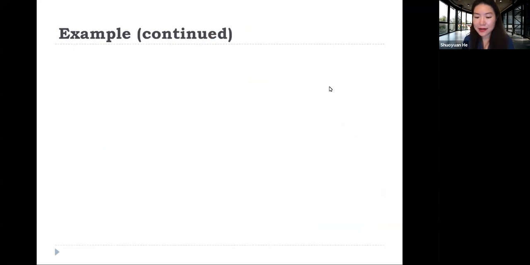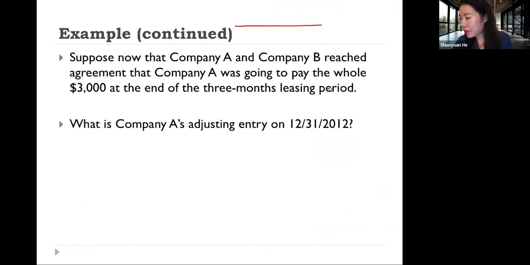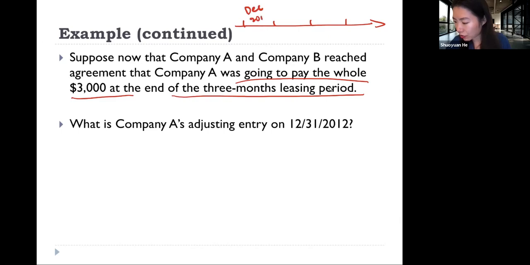Let's look at another example. Suppose the same situation, but instead of making all of the payments at the beginning of the renting period, now company A was going to pay the whole 3,000 at the end of the 3 months leasing period. So we have December 2012, January 2013 and February 2013. So all of the 3,000 is paid out here at the end.